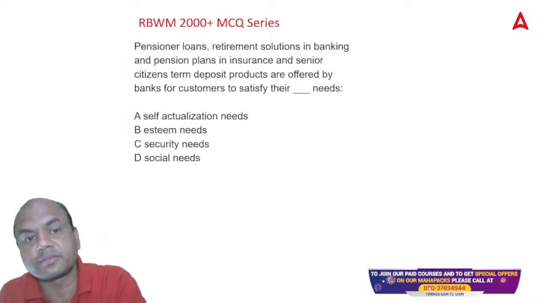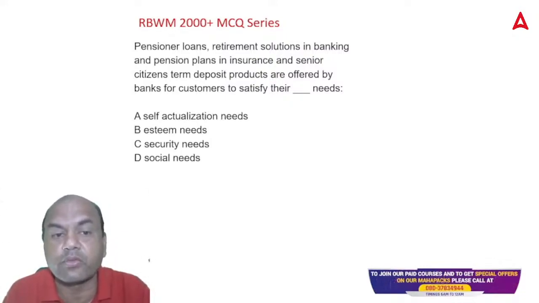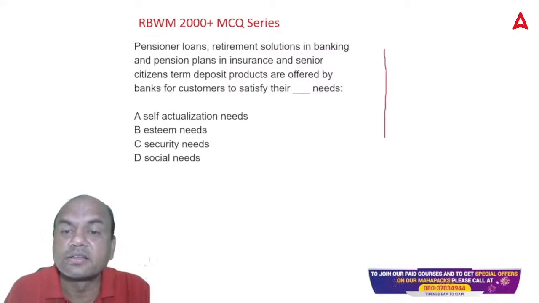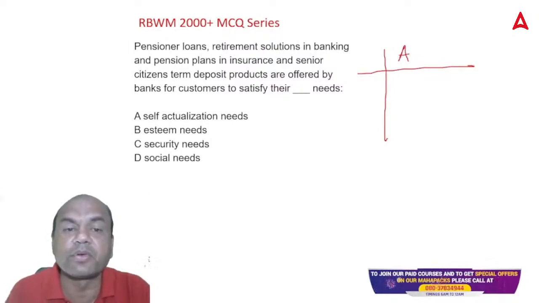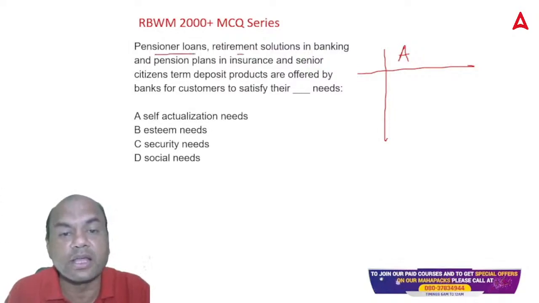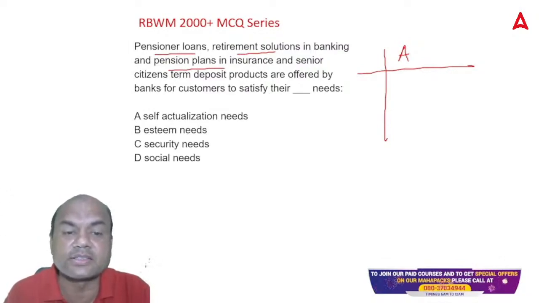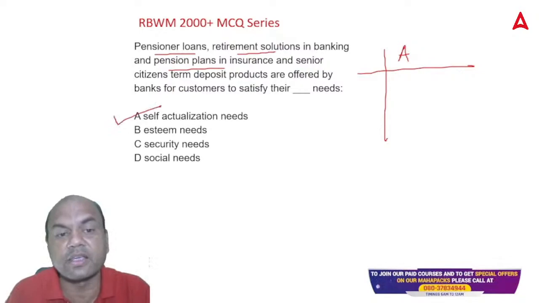Pensioner loans, retirement loans in banking and pension plans in insurance and senior citizen term products are offered by the banks for the customers to satisfy their dash needs. Now look at this. This is the fifth category. Actualization means above 60, pension. Okay, retired person. So a retired person will be focusing on what? Pensioner loans, retirement solutions, pension plans, right? This retired person will be focusing on these products. So what will be the answer for this? Self-actualization, esteem, security, social. Is it A, B, C or D? Answer is A, correct?